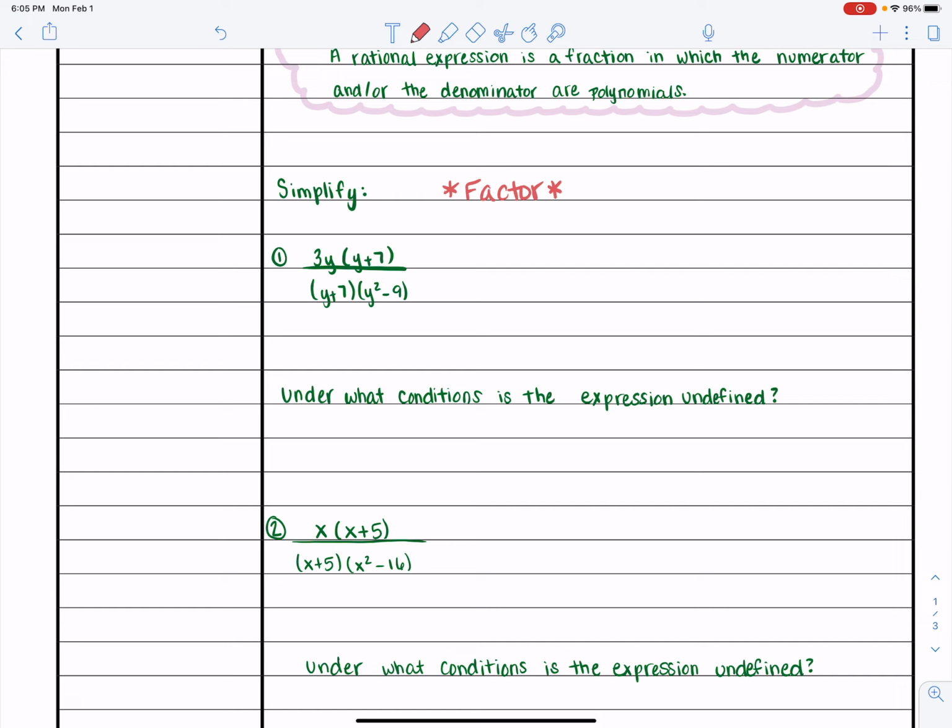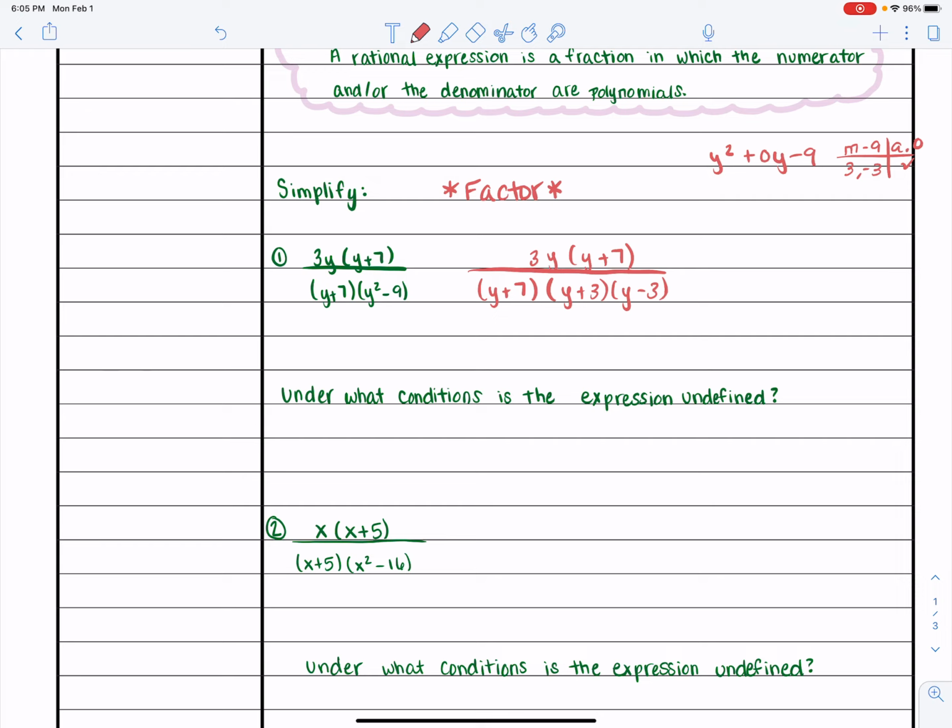The bottom, y + 7 can't be factored anymore, but y squared minus 9 can be, because y squared minus 9 is really y squared plus 0y minus 9. So I'm looking for two numbers that would multiply to negative 9 and add to 0. So I know 3 and negative 3 will do that. So I can break the y squared minus 9 up into, I still have the y + 7, but I can make that (y + 3)(y minus 3). And on top, I couldn't factor anything, so I still have 3y times (y + 7).